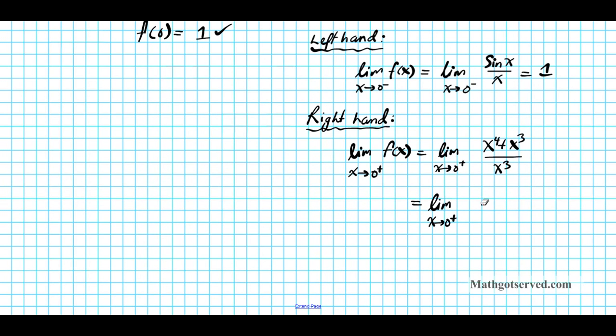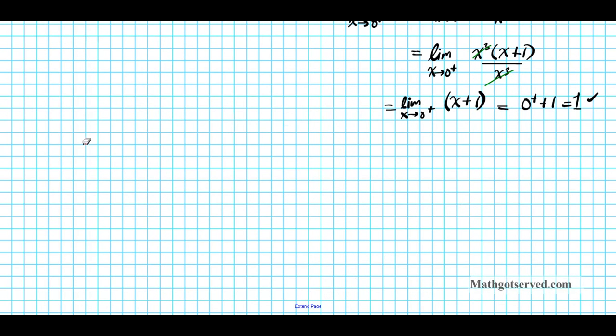Okay, so limit as x approaches 0 from the right, factor out x to the third, so you're left with x plus 1 over x to the third. And what you see happening here is some cancellation action. This cancels with that. So this limit becomes the limit as x approaches 0 from the right of x plus 1. When we plug in 0, it's just going to become 0 from the right plus 1, which is just 1. All right, so since the left and the right hand limits are the same, we can conclude that the limit does exist.